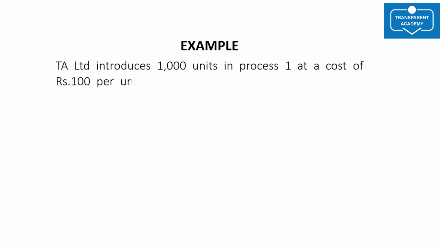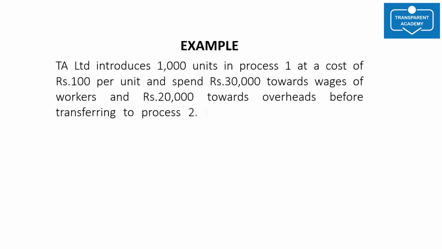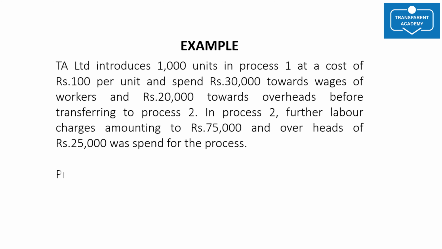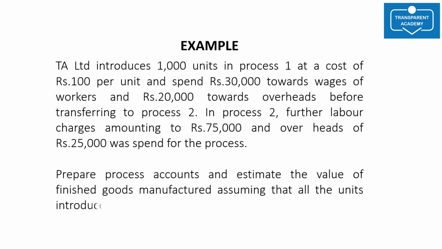CA Limited introduces 1000 units in process 1 at a cost of 100 per unit and also spends rupees 30,000 towards wages of workers and rupees 20,000 towards overheads before transferring to process 2. In process 2, further labor charges amounting to rupees 75,000 and overheads of rupees 25,000 was spent for the process. You are required to prepare the process account and also estimate the value of finished goods manufactured, assuming that all the units introduced were completed.